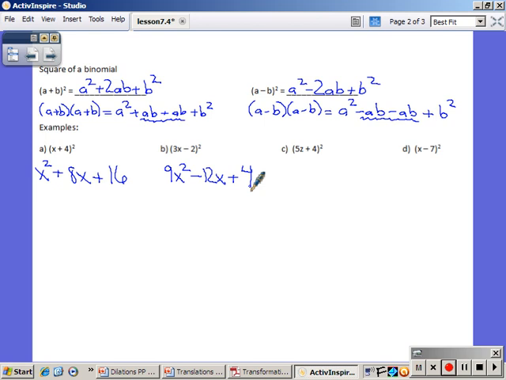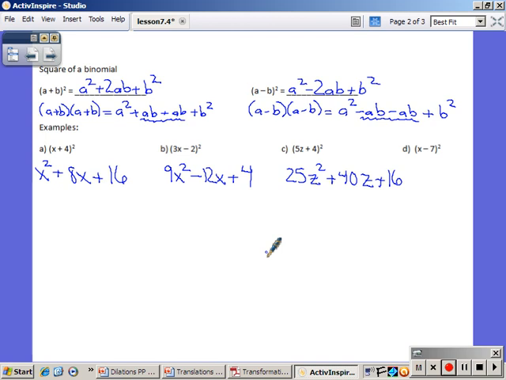So again, first term squared, either plus or minus, double the product of the two terms, plus the second term squared. Same exact thing for part C. Square your first term, 5z squared. Square both the coefficient and the variable, 25z squared. My product is 20z, double it would be 40z, plus my second term squared, 4 squared, is 16.